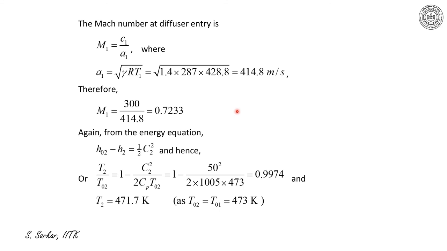Now I'll have to evaluate static temperature at exit to the diffuser. Again applying the energy equation at exit, I can get H02 minus H2 is equal to half C2 squared. Thereby, T2 by T02 is equal to 1 minus C2 squared divided by twice Cp into T02. Now T01 must be equal to T02, that is equal to 473. C2 is equal to 50. Thus, T2 divided by T02 is equal to 1 minus 50 squared divided by 2 into 1005 into 473. So if you evaluate that, you will get 0.9974, and hence you can get T2 as 471.7 Kelvin.